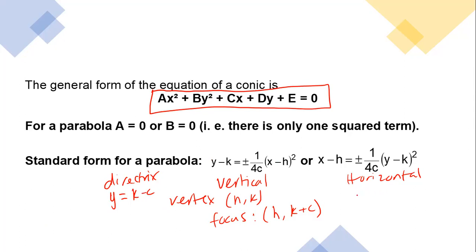All right, horizontal again. The vertex is still H, K, but your focus and your directrix are changing, right? So your focus now is what? The focus for the horizontal is H plus C, comma, your K.